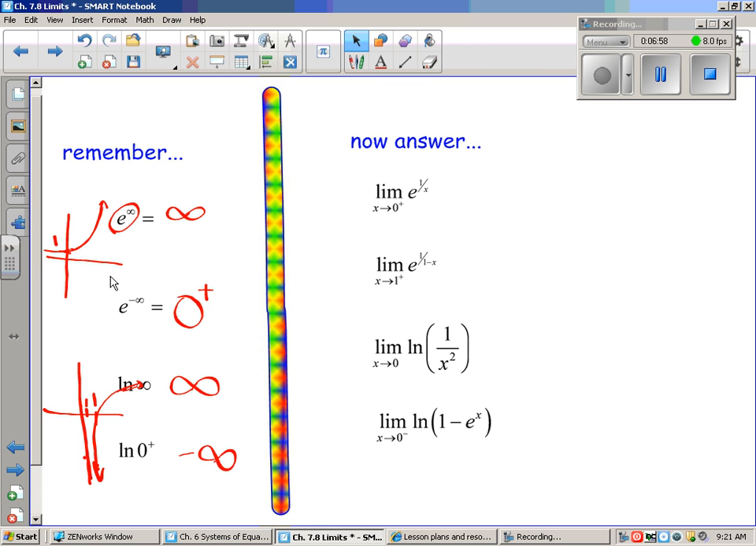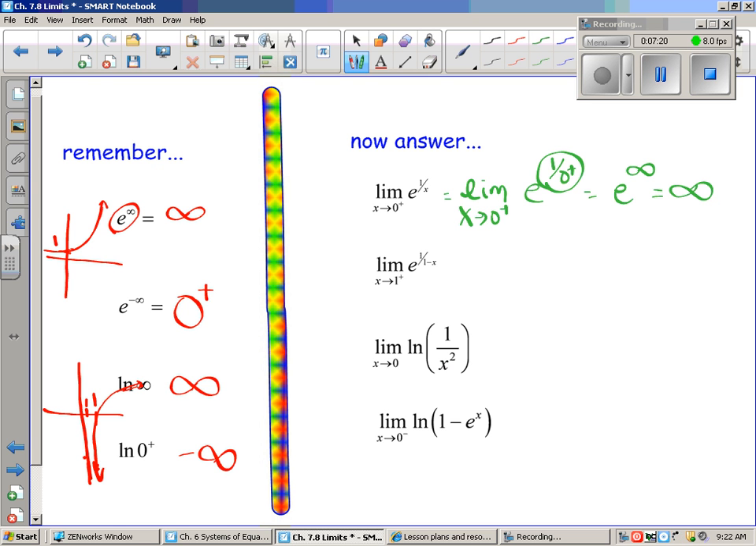Now with those things in mind, let's now answer these questions. We have the limit as x approaches 0 plus of e to the 1 over x. So before I go too far, we're really looking at the limit as x approaches 0 plus, and we're really putting 0 plus in here. And of course, 1 over 0 plus is the same thing as e to the infinity, and so this is a fancy way of asking you this very question here. All right, let's try this one.